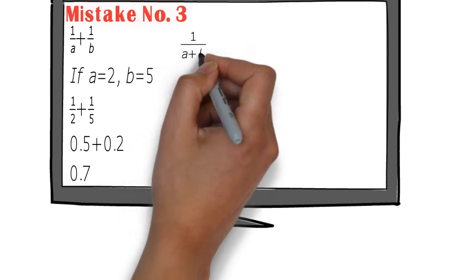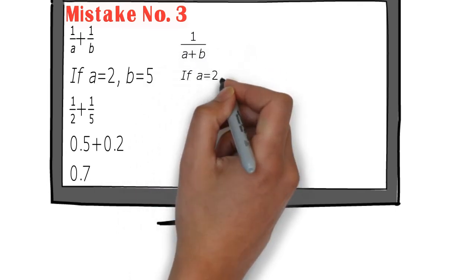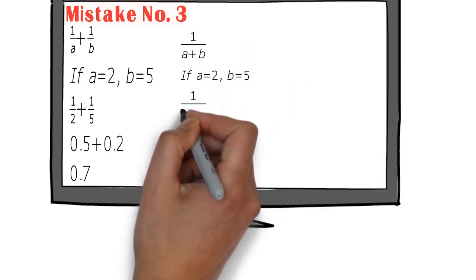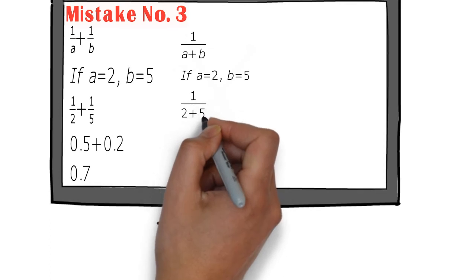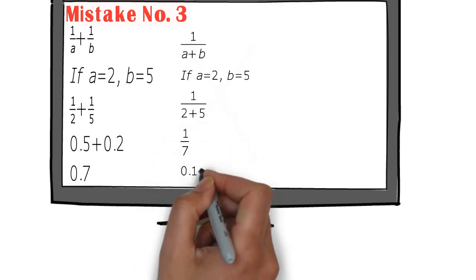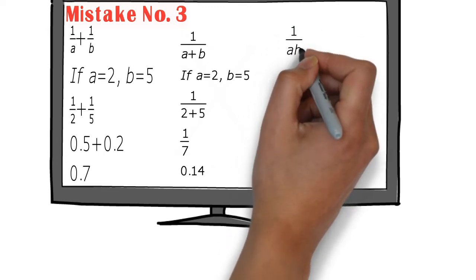So let's check 1 over a plus b. So using the same substitution, a equals 2 and b equals 5, 1 over a plus b will be 1 over 2 plus 5, which will be 1 over 7, and that gives 0.14. Wrong. Definitely, it is nowhere close to 0.7. So clearly, it will misestimate the actual expression.